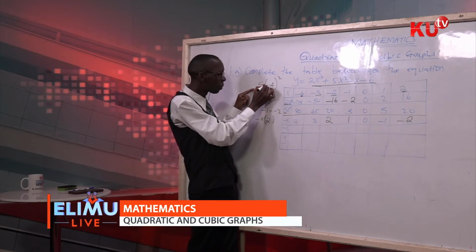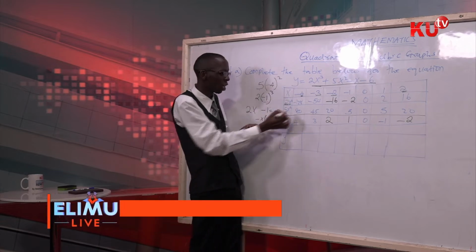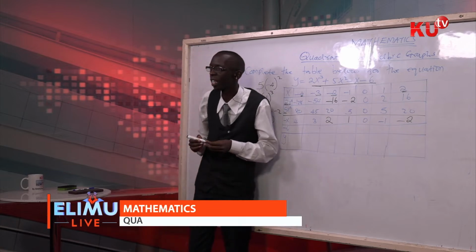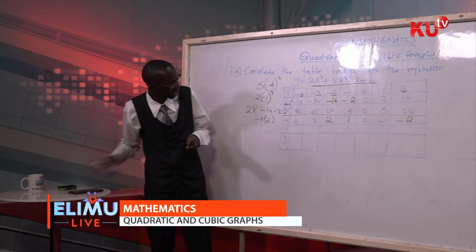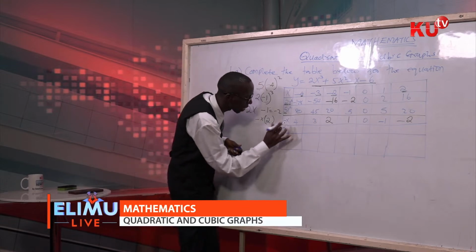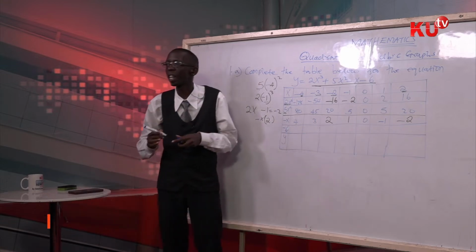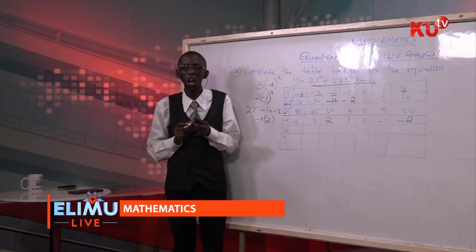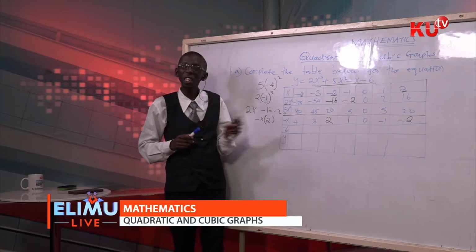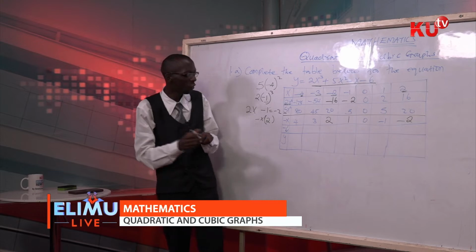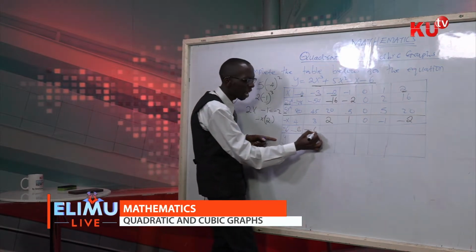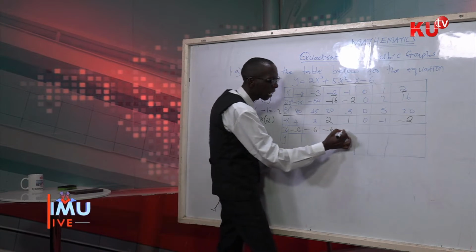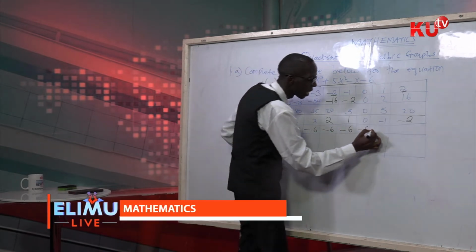That's why you must place it in brackets to make sure that you get a positive value. 5 times negative 4 squared will give us 80. Then there is a value here, negative 6, that has no x. The value that has no x, you'll fix it as it is.